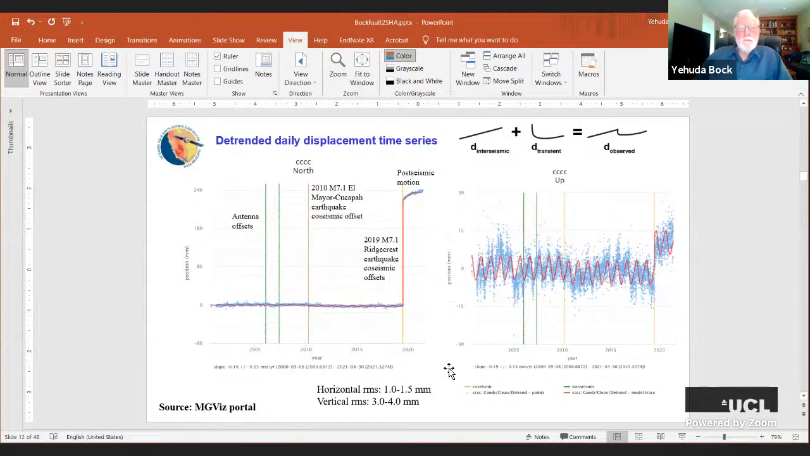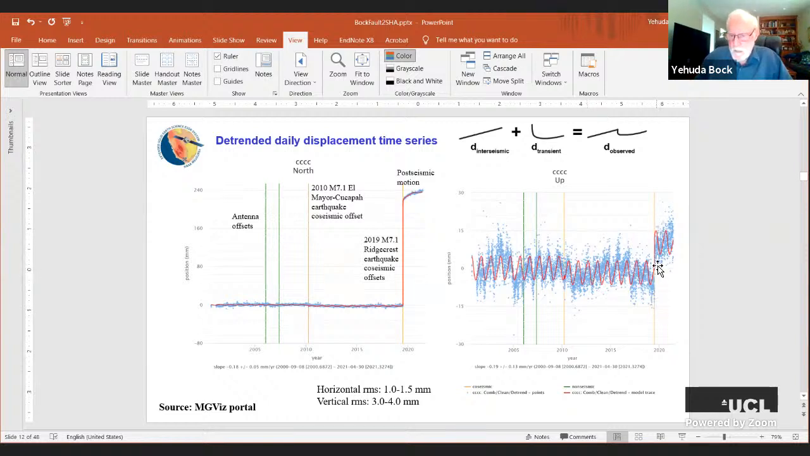When you detrend the time series, basically you take out this linear rate, and you can see the transient motions much better. Again, you have a linear rate coming into the earthquake, then a large co-seismic offset, and then a period of post-seismic motion, where the Earth is relaxing and supposedly going back to its interseismic rate. Eventually, this can take tens of years until it goes back to its steady state velocity. This is in the north component, and this is in the vertical direction.